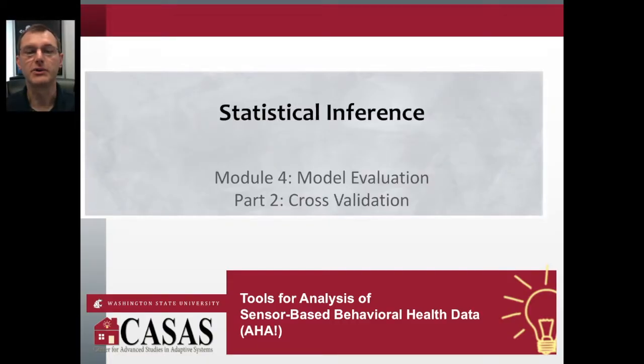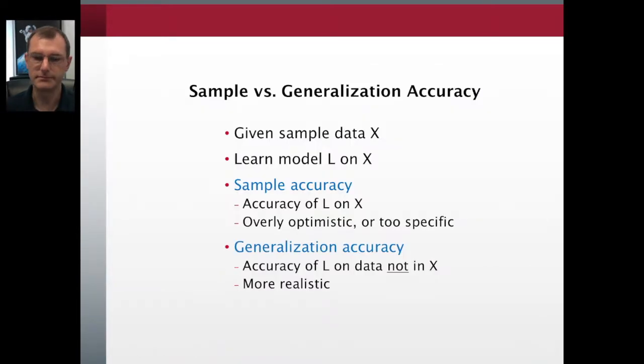Hello and welcome back to our course on statistical inference. We're in Module 4 where we are learning how to evaluate the models that we are learning. And in Part 2 of Module 4, we're going to look at a technique called cross-validation, which gives us a better estimate of how our models will work in the real world, and also a better idea of how good the classification method is that we're using to learn those models.